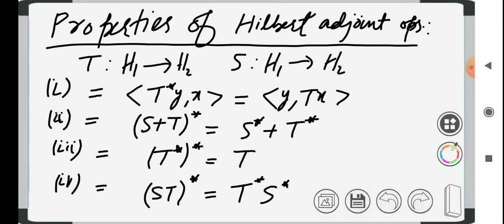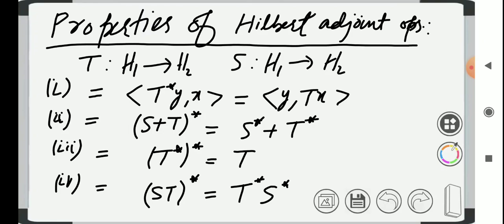and another linear bounded operator S from H1 into H2. The first property is about T star. That is, we can simply move T star from the first variable or first coordinate into the second by simply removing the star.